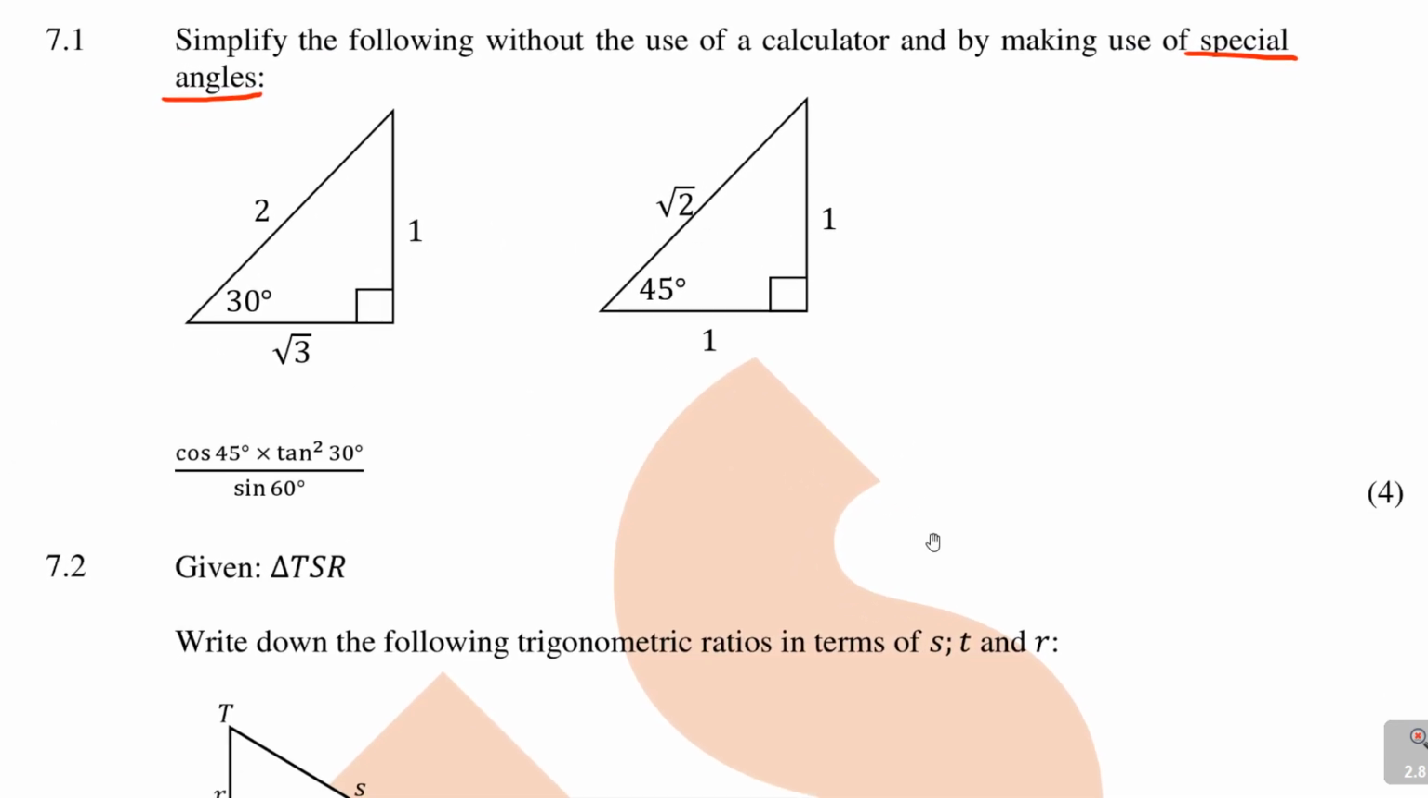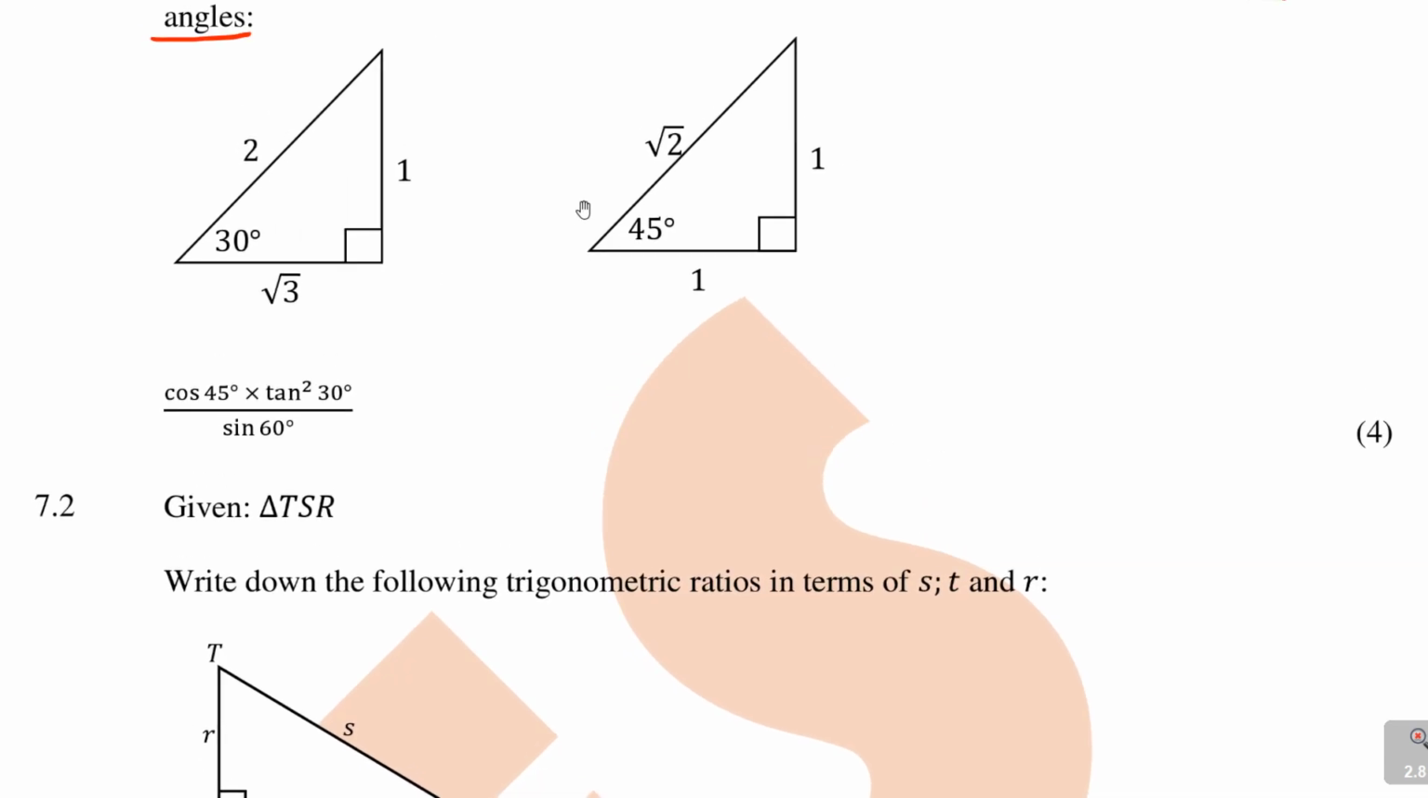Look at this. You are given this. You have to use these triangles to solve this. How do you go about that now? They're saying cos 45, meaning use this 45 triangle to get cos 45.